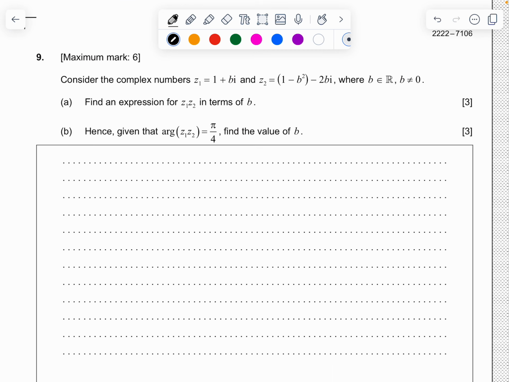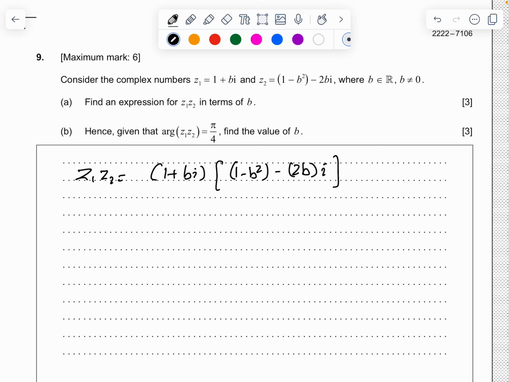Consider the complex numbers z1 equals 1 plus bi and z2 equals 1 minus b square minus 2bi, where b belongs to R. Find an expression for z1 z2 in terms of b. So z1 z2 equals (1 plus bi) times (1 minus b square minus 2bi).